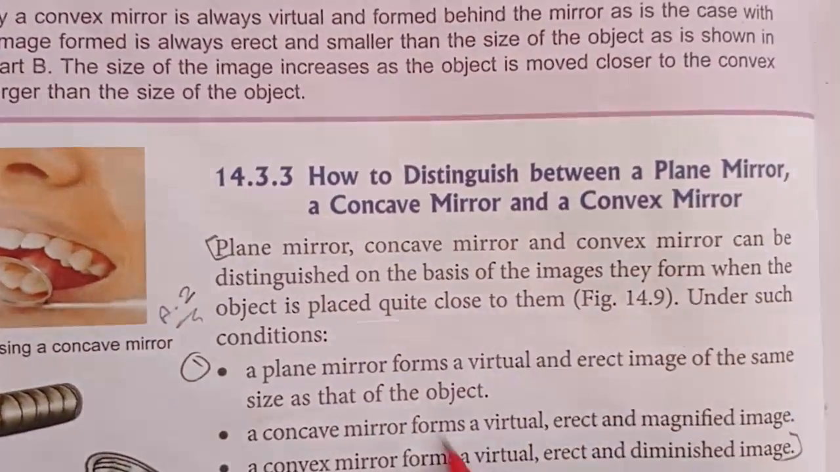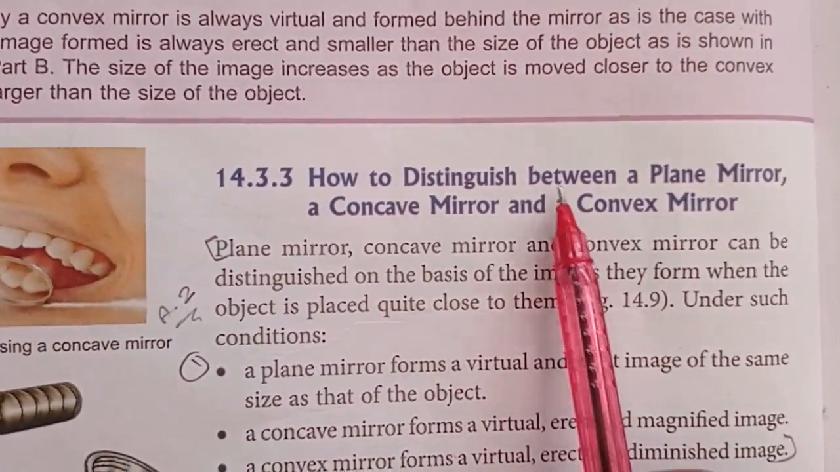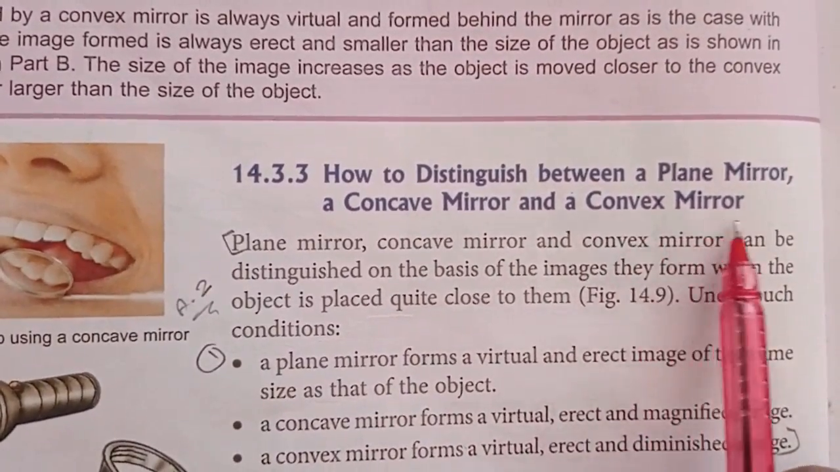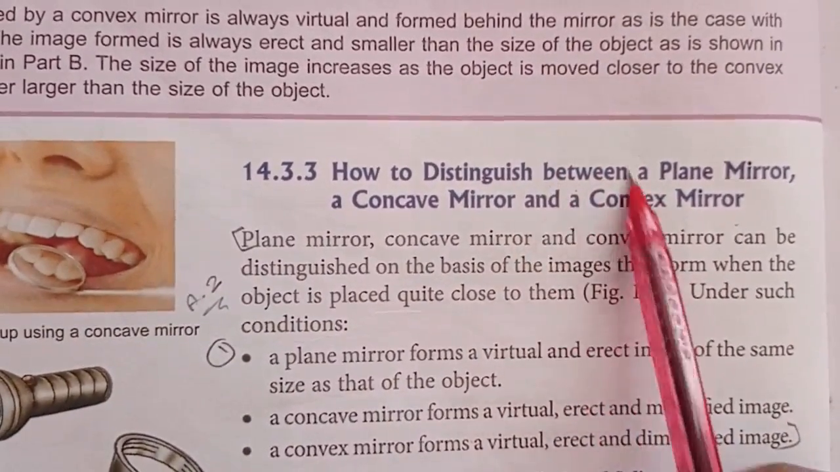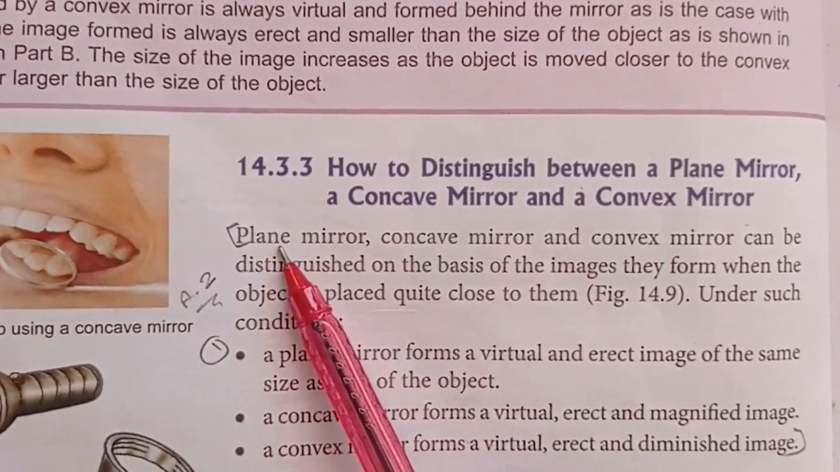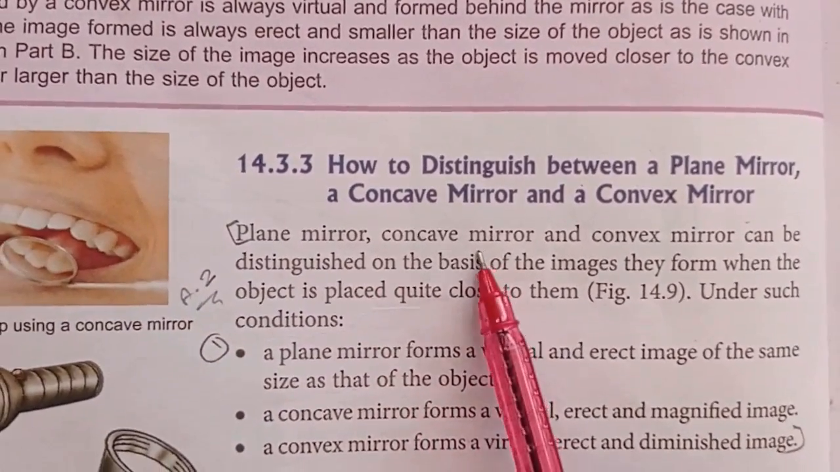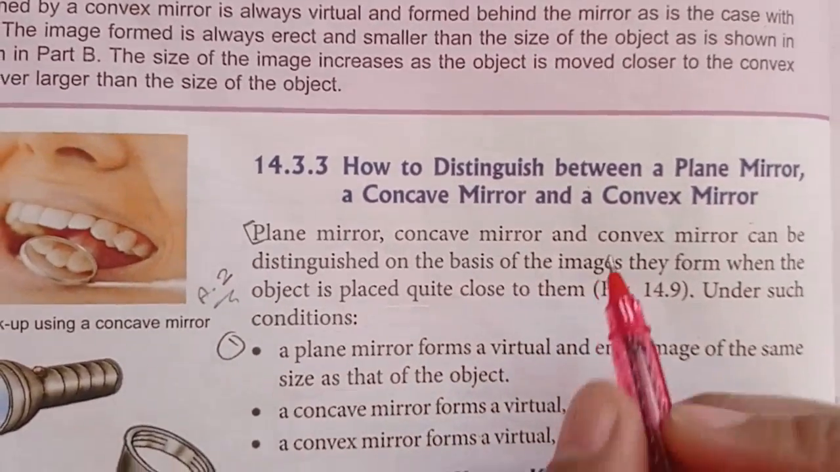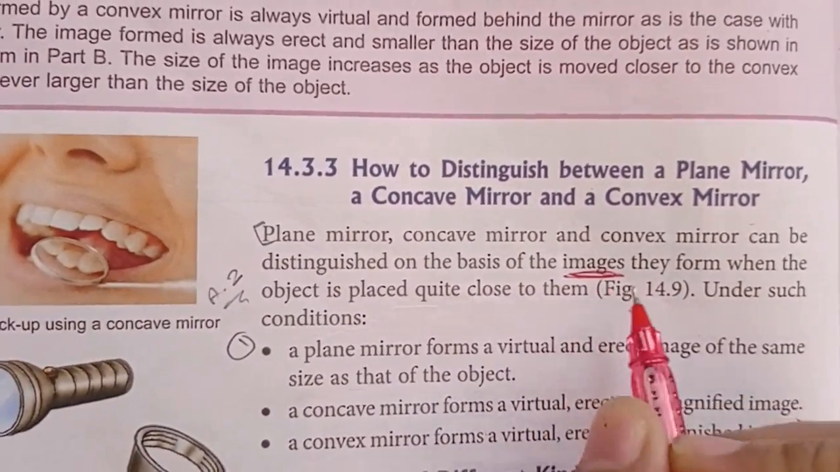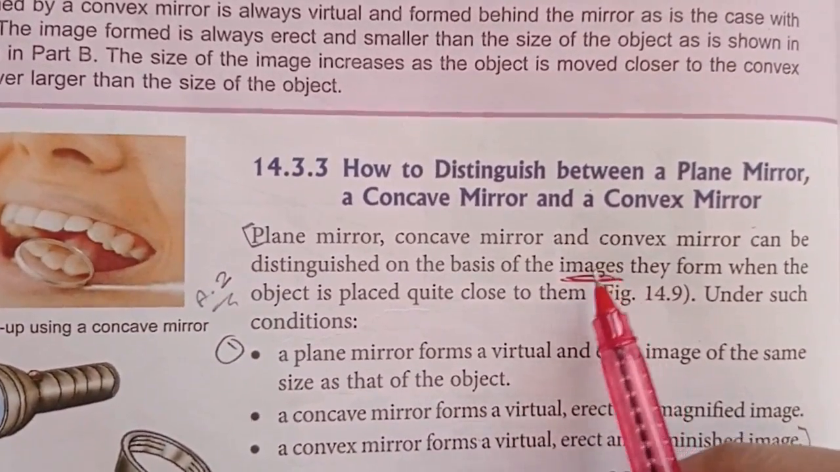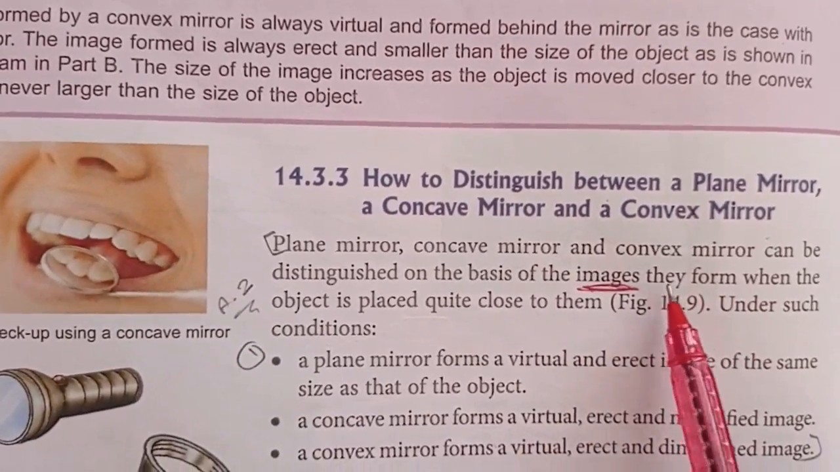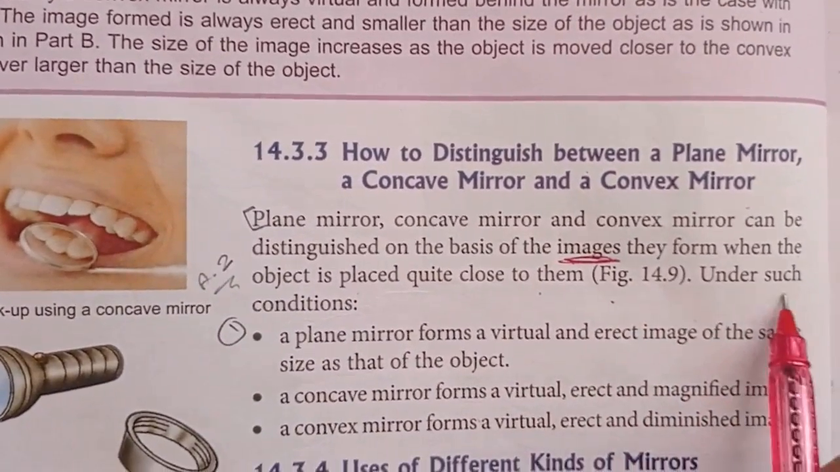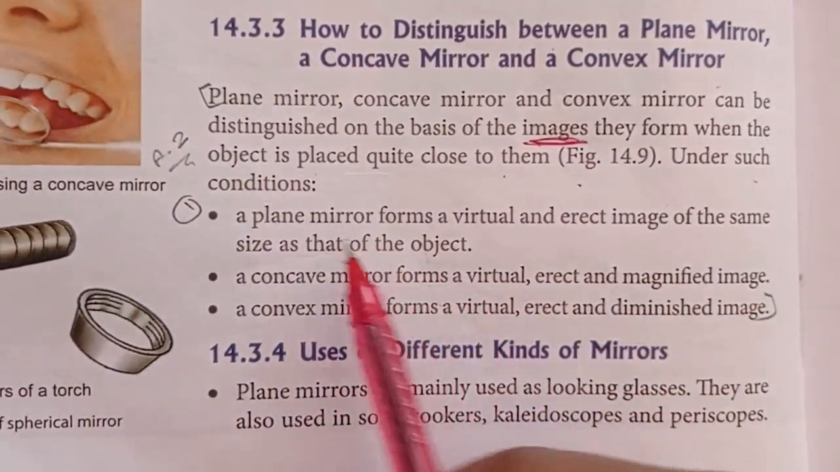Now students, we will discuss how to distinguish between a plane mirror, concave and the convex mirror. So what is the difference between these three? First of all, plane mirror, concave mirror and the convex mirror can be distinguished on the basis of the image. So how they differ is by what kind of image they provide. They form these images when the object is placed quite close to them. Under such conditions, now three are given.